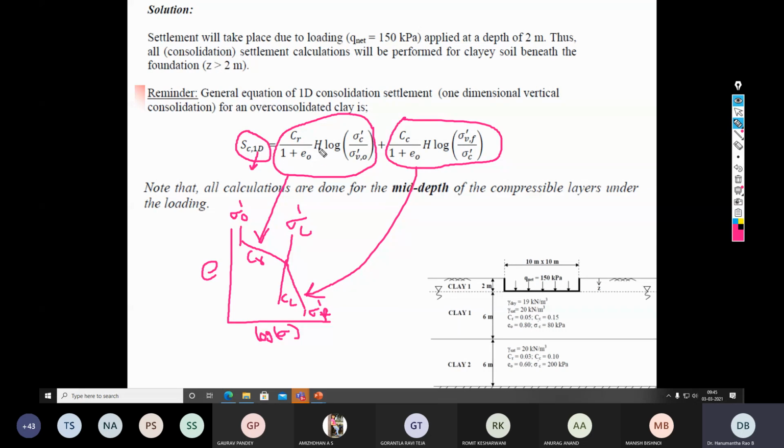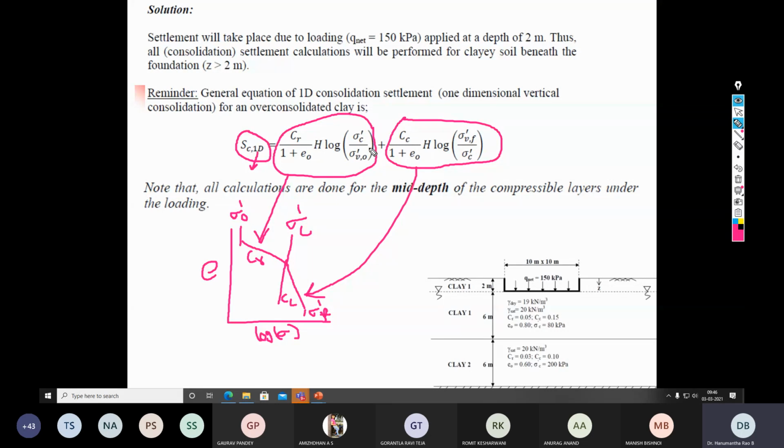CR and E naught. H is the thickness of each layer. So here for the first layer it is 6 meter, and for the second layer also it is 6 meter. Both are the same. Then sigma C naught is the pre-consolidation pressure, and sigma V naught is the initial effective overburden pressure.